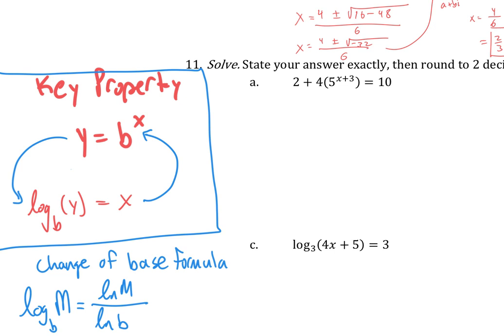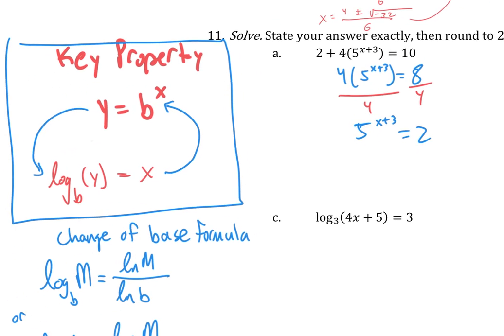So using our key property here, we want to get the exponential by itself. So we want it to look like something to the x power so we can change it into a logarithm. So we're going to subtract 2 from both sides. And that's going to give us 8. Let's divide by 4, trying to get that exponential all by itself. And we got 5 to the x plus 3 equals 2.